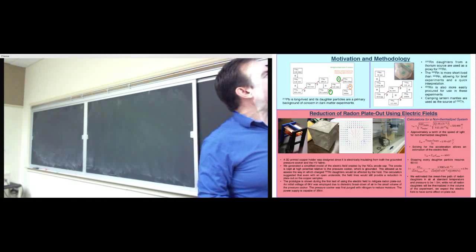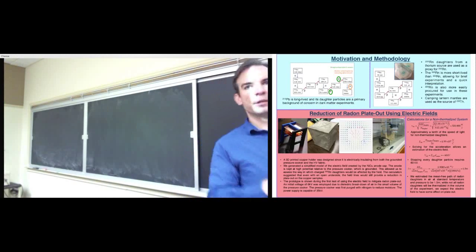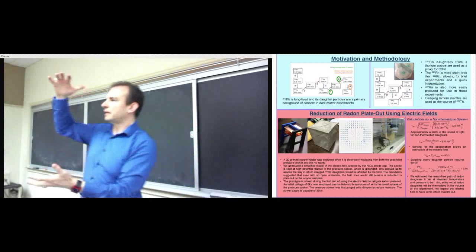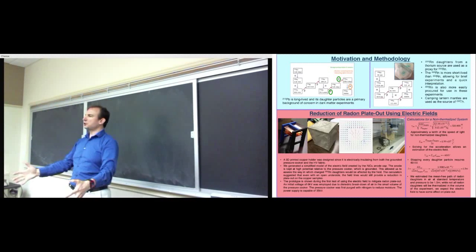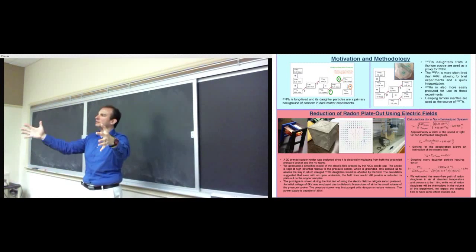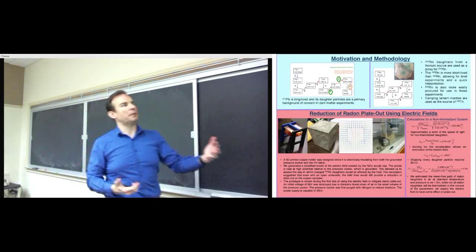So that little cap goes over the holder. The holder goes in the pressure cooker. That gets hooked up to a big electric potential difference. The walls of the pressure cooker are grounded, so now there's a big electric field inside the pressure cooker, and then we wanted to see what would happen.